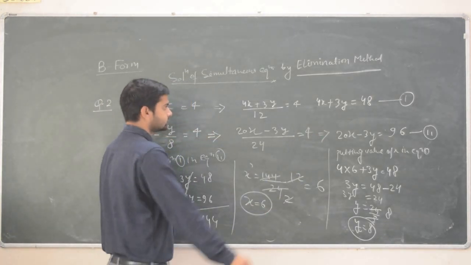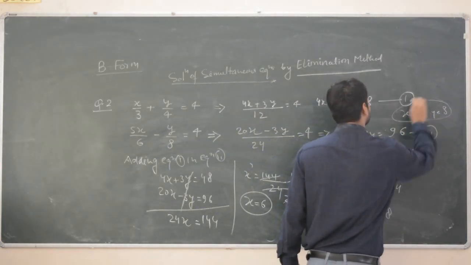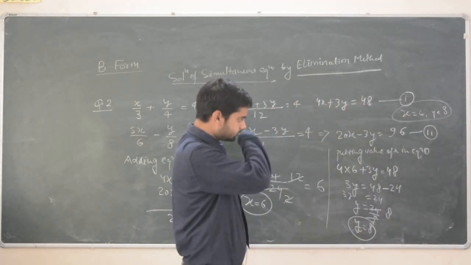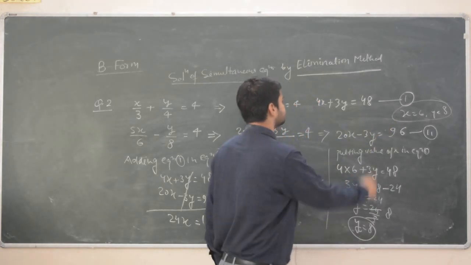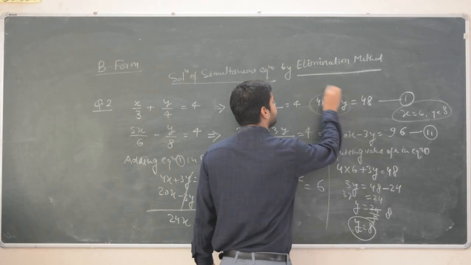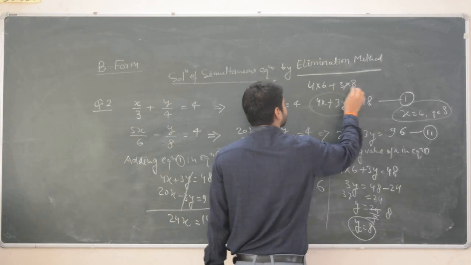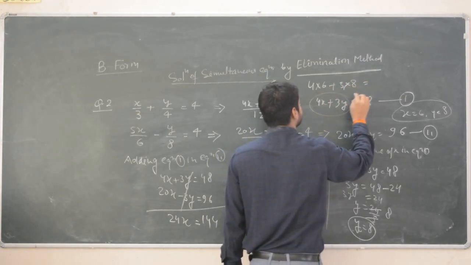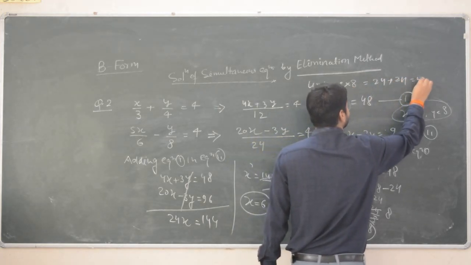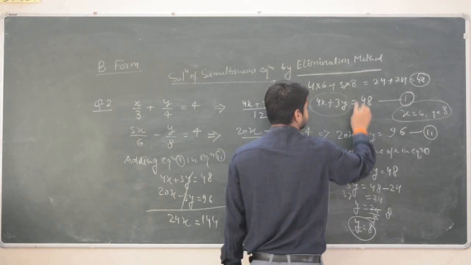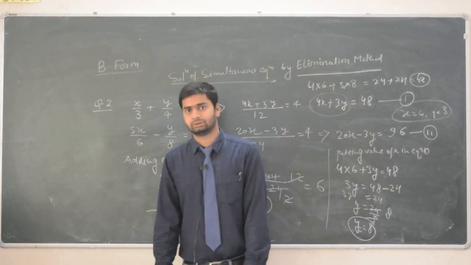So x equal to 6 and y equal to 8 are the solution of equations 1 and 2. We can also check our answers by putting these values in equation 1 or equation 2. If we put these values in equation 1, the left side will become 4 into 6 plus 3 into the value of y, which is 8. So it will be 4 into 6, 24, and 8 into 3, 24. 24 and 24 makes 48. That means the left side is 48 and the right side is also 48, so our answer is correct. x equal to 6, y equal to 8 are the solutions of these.